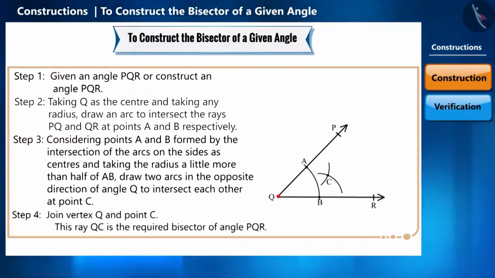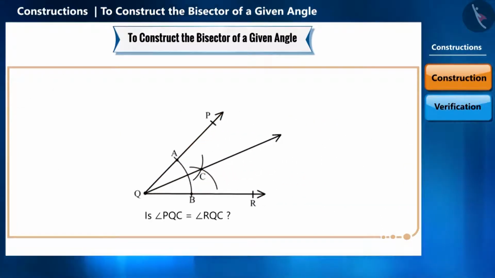Now we will join vertex Q and point C. This ray is the required bisector of angle PQR. So friends, in this way we have constructed the bisector of a given angle. But through this construction, did the bisection of angle PQR actually happen? In other words, will angle PQC and angle RQC be equal? Let us see the proof for this.